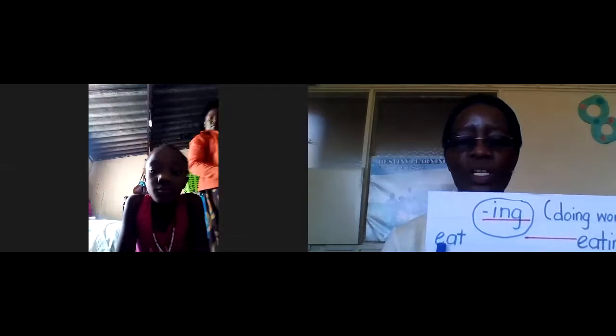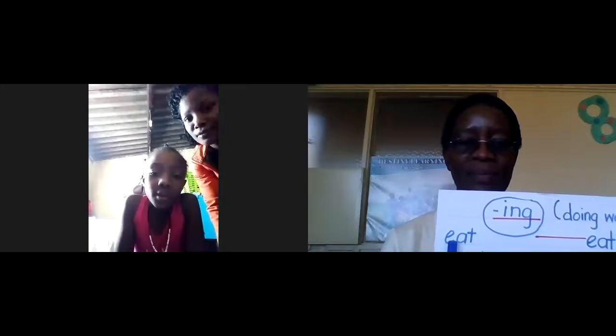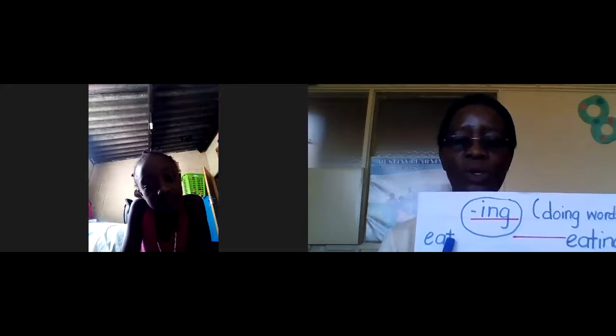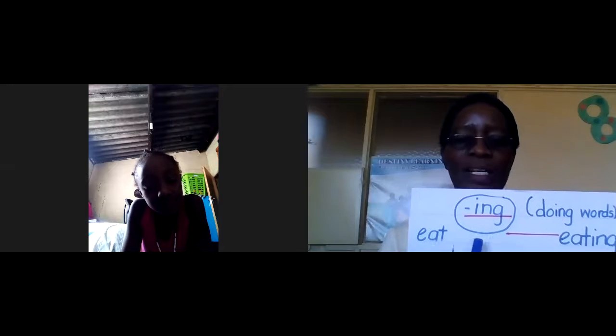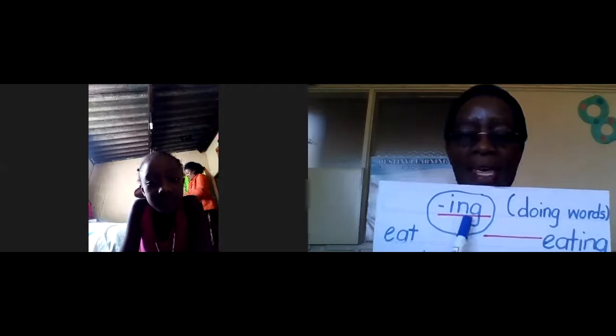Okay. So, can you read that word? What word is that? Yes, that word is eat. Okay, when it's like that, that's eat. So if you want to form a word using ing, at the moment, what is Alwande doing? She is eating. And we form eating by adding ing at the end of the word.